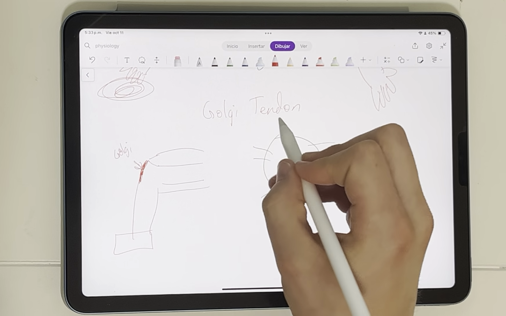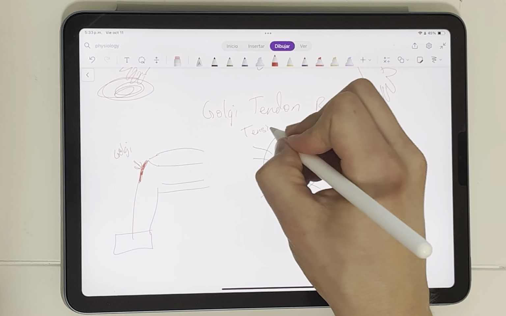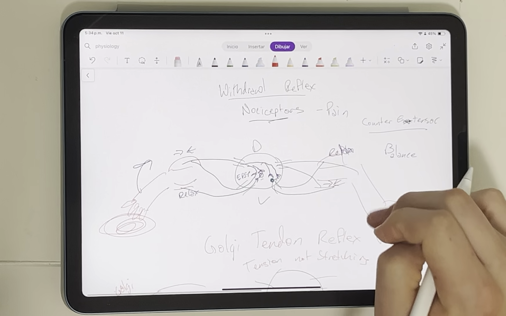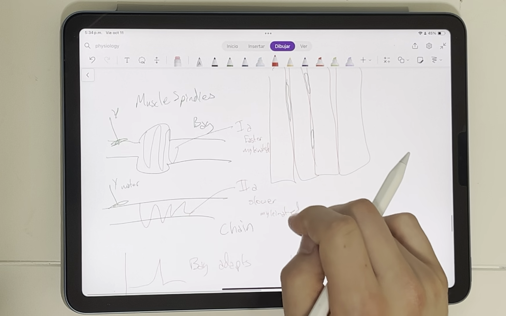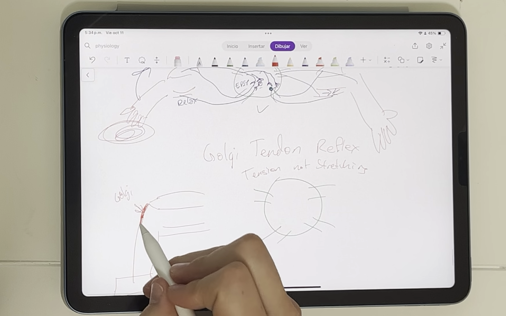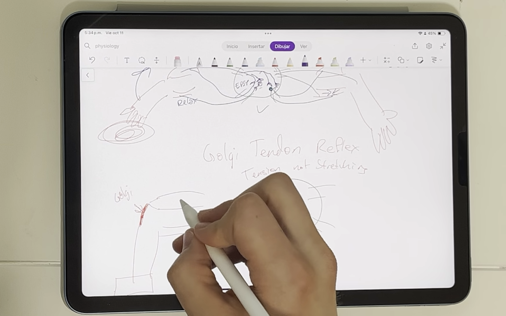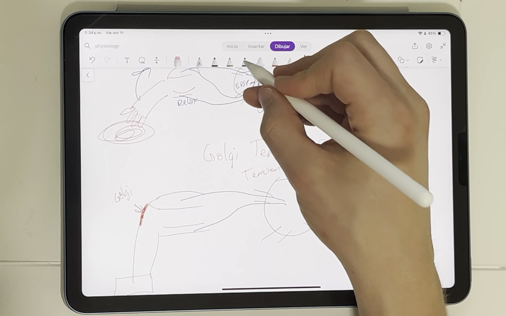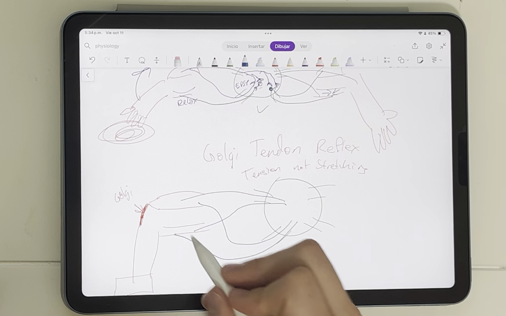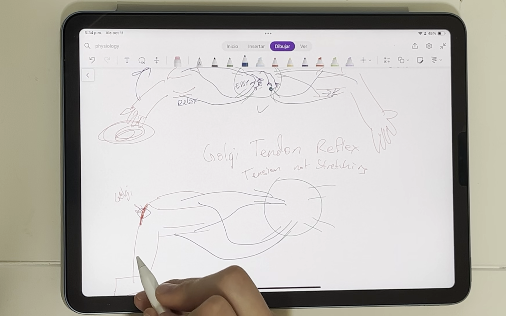Golgi cells are only in the tendon, and they respond to tension, not stretching. So these aren't in the muscle fibers, unlike these ones, which don't extend the whole way of the cell but are in the muscle fibers. Here, this isn't in the muscle fibers, it's in the tendon. So let's get our sensory neurons, then we have our motor neurons, right? Our sensory neuron feels the tension. If this is contracting, it's going to feel the tension right here on the tendon.